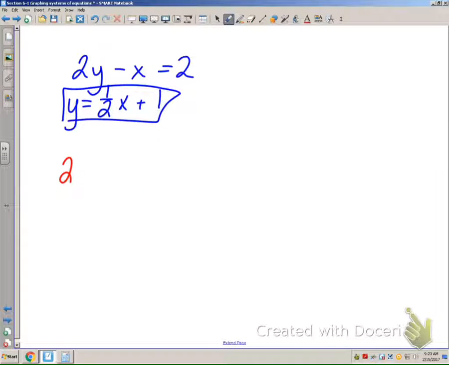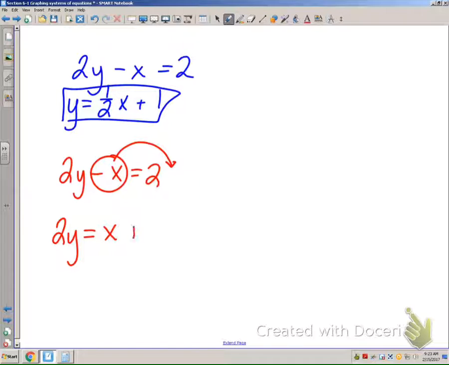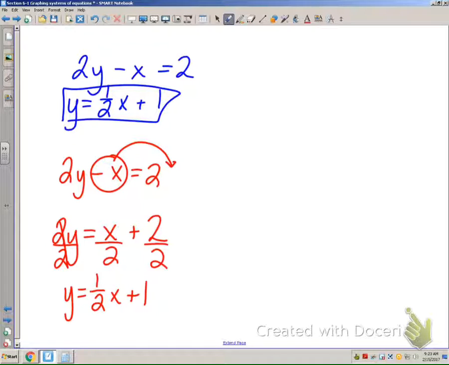So if I have 2y minus x equals 2, and I want to put that in slope-intercept form, I know I need to move the x to the other side, so y is all by itself. So I have 2y equals x plus 2. And then to get y by itself, I divide everything by 2. So I have y equals 1/2 x plus 1.